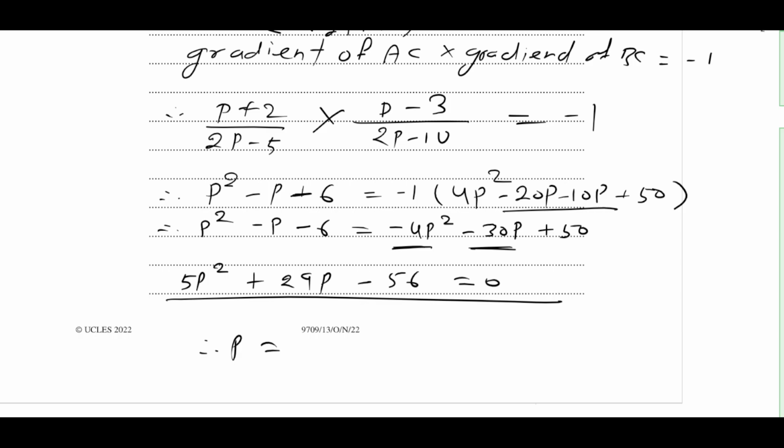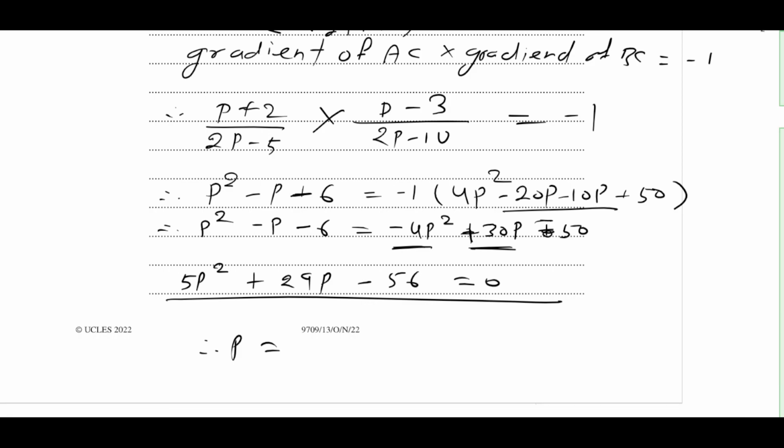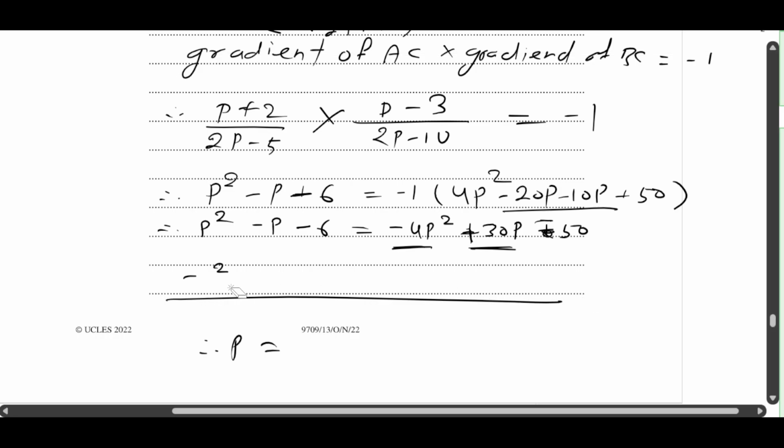4p square minus 20p minus 10p, okay. So if I open the bracket, minus minus, this is plus 30 and this is minus 50. So one small mistake we have done and therefore the answer is not coming correct.